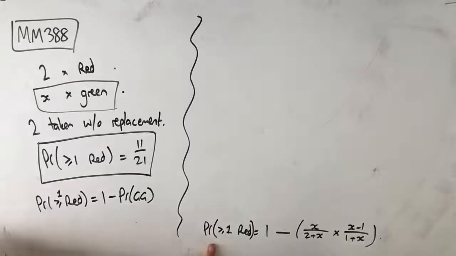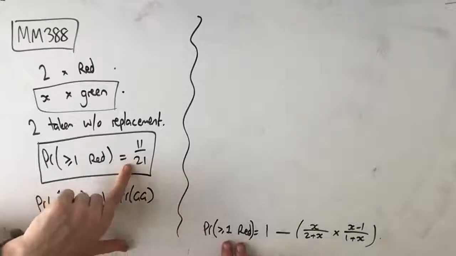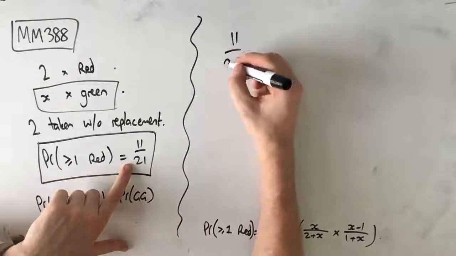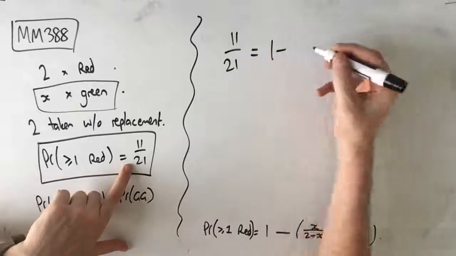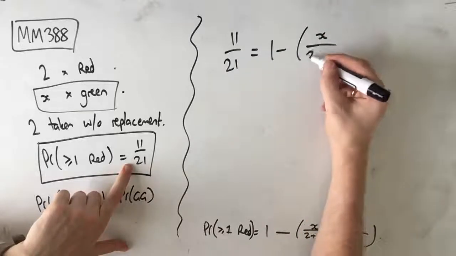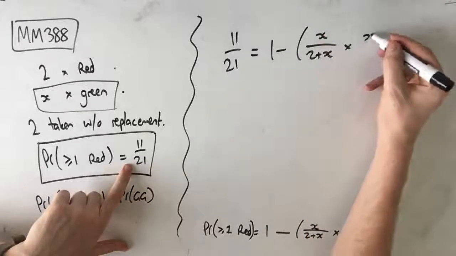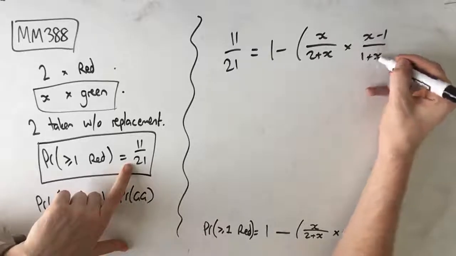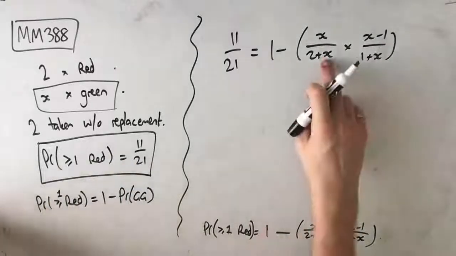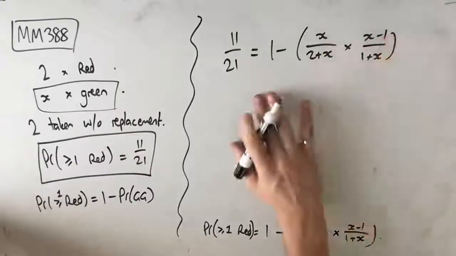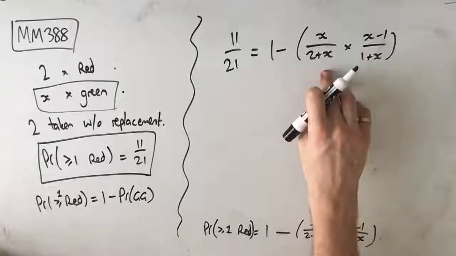But we also know that the probability of this happening is 11 on 21, right? Because the question told us that. So 11 on 21 equals 1 minus x over 2 plus x multiplied by x take 1 over 1 plus x, right? So now we've only got one variable. We've got our x and nothing else, right? Which means we're actually going to be able to solve for x.